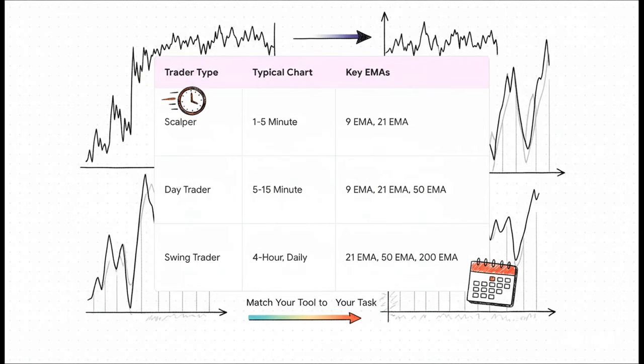If you're a scalper, in and out of trades in minutes, grabbing tiny moves, you're going to want a super fast 9 EMA. But if you're a swing trader holding for days or weeks, you need something slower, like the 21 and 50 on a daily chart, to filter out all the noise and keep you focused on that bigger main trend. It's all about matching your tool to your specific job.